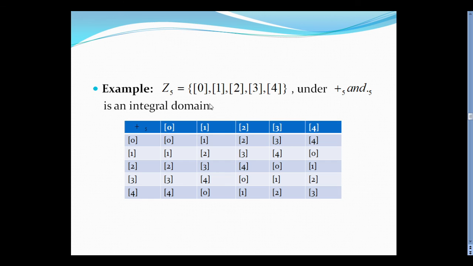Example for integral domain: let us take Z5, which has 5 elements 0, 1, 2, 3, 4, under addition modulo 5 and dot product modulo 5, is an integral domain. So we want to check whether it is an integral domain or not. Under addition modulo 5, like a Cayley table, you form 0 plus 0 is 0, 1 plus 0 is 1, 2 plus 0 is 2. Likewise you fill in or find all the values in the Cayley table.